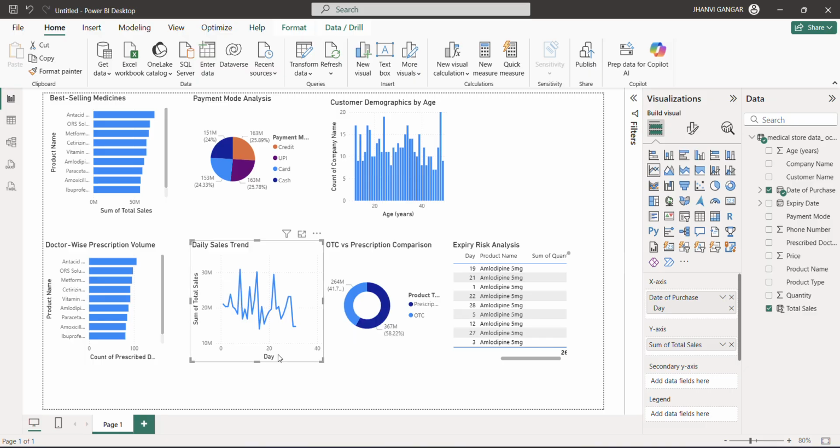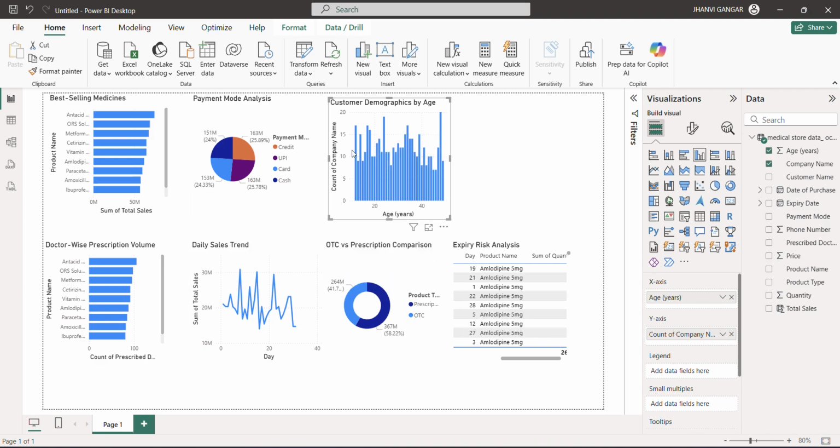And how the sales vary from the first week to the last week, we can see that. This helps in analyzing how much stock we have to keep, what the needs of the patients are about OTC and prescription, what stock should be kept in, and how the sales vary from one day to another.